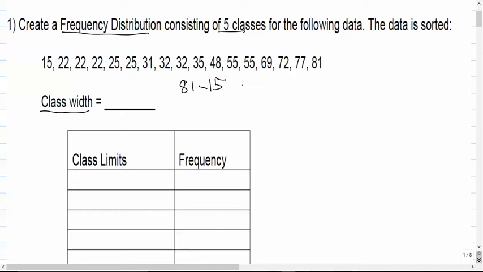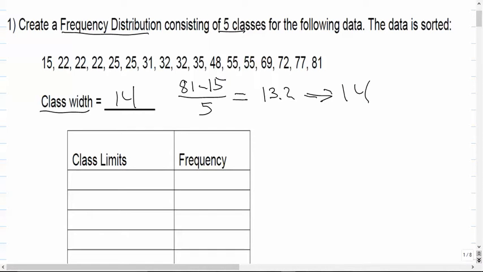The difference between 81 and 15, I am going to divide by the number of classes I want, 5. When I do that calculation, I get 13.2. Now, since we want the class width, we don't round in a typical fashion. We always round to the uppermost whole number, which in this case would be 14. So our class width is 14.